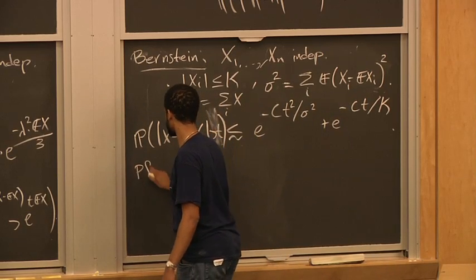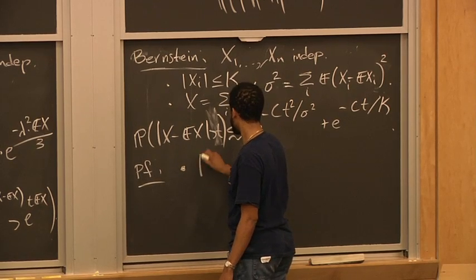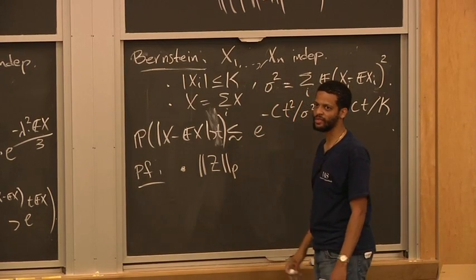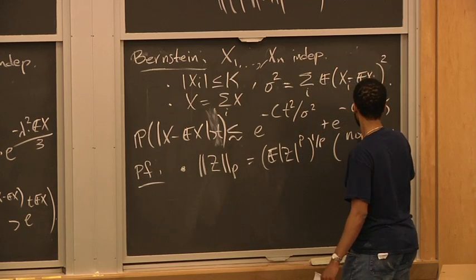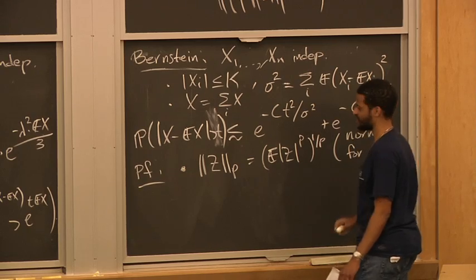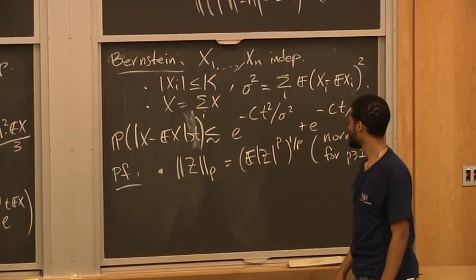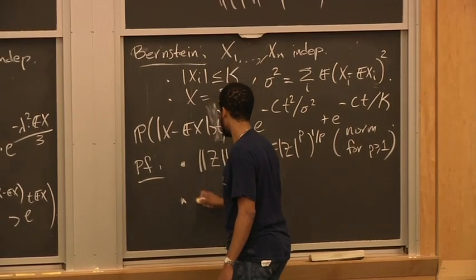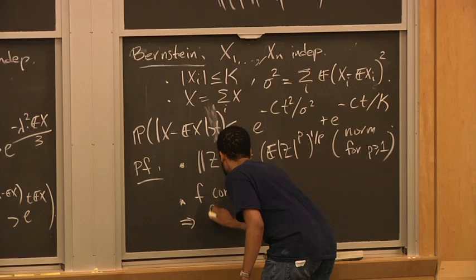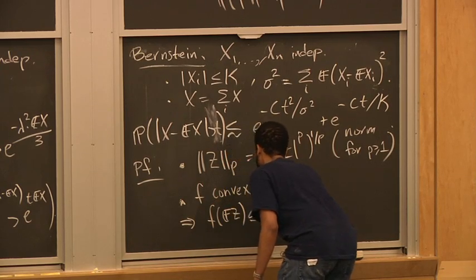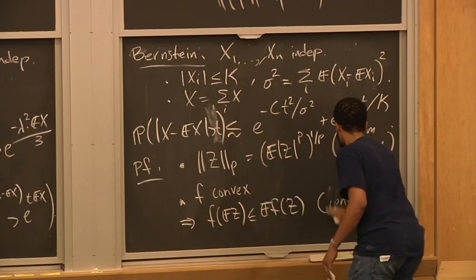So, proof. I'm going to use a couple of things, and I'm going to make some notation. The p norm of a random variable z is the expectation of |z| to the p, to the 1 over p. This is a norm for p bigger than or equal to 1. That's a fact, so I can do the triangle inequality, et cetera. I'm also going to use something called Jensen's inequality, which says that if f is convex, then f of the expectation of z is at most the expectation of f of z. This is called Jensen.